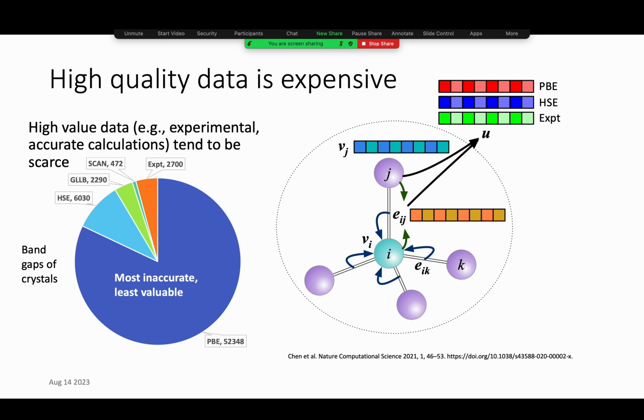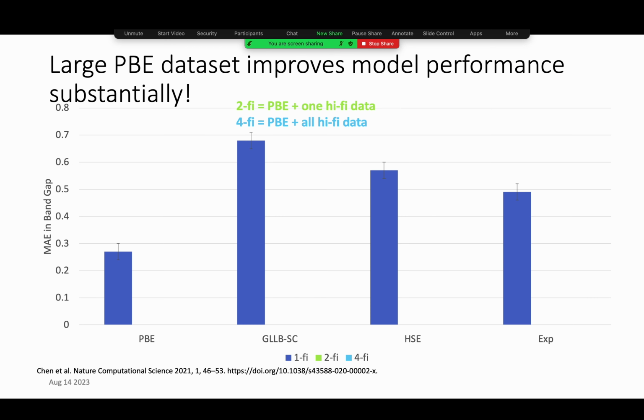And what this allows us to do is that instead of training one model each for PBE data, HSE data, and experimental data, where, for example, the experimental data set is very small, we can instead train one single model that uses all available data with all fidelities, okay? In other words, we can take all this data that we have, including the less accurate PBE data, and throw it into a single model that can predict band gaps for any fidelity, right? And this actually turns out to work remarkably well, right?